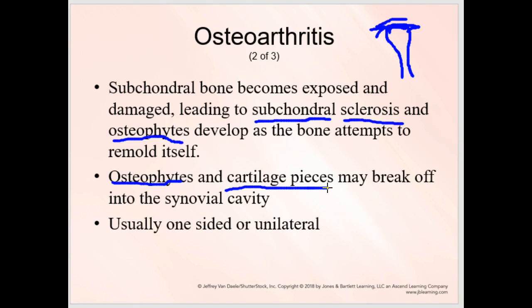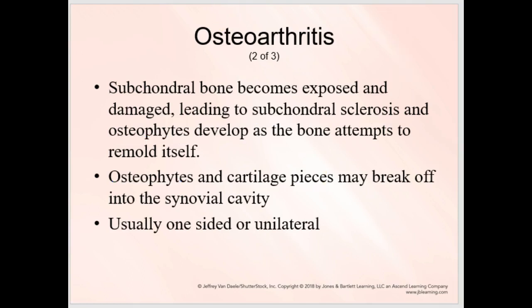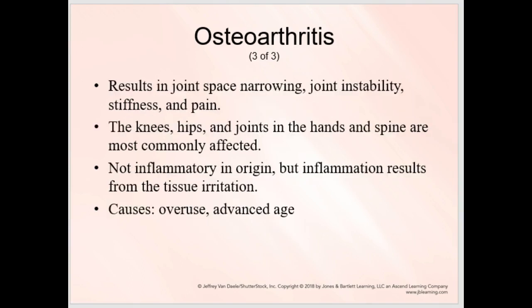Usually with osteoarthritis, it's one-sided or unilateral, as opposed to, say, rheumatoid, which will be bilateral, which means both sides. So we spoke about most of this. The joint space will narrow because we lose that synovial fluid in that movable joint. You get joint instability, stiffness, and pain. So we all know this.